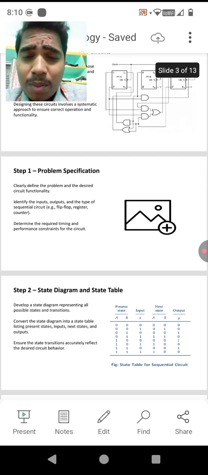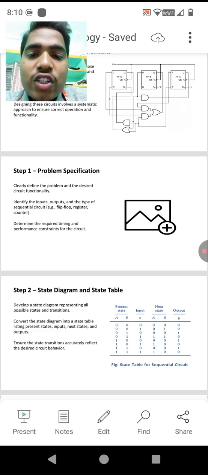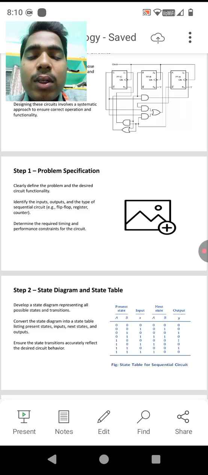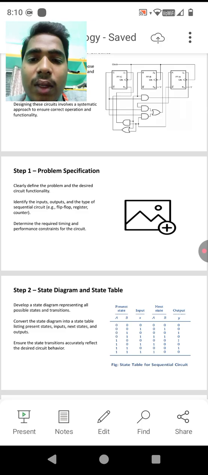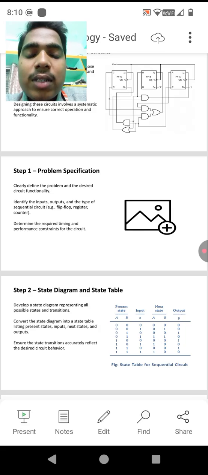Step 1, Problem specification. Clearly define the problem and desired circuit functionality. Identify the inputs, outputs, and the type of sequential circuit. Example: flip-flop, register, counter. Determine the required timing and performance constraints for the circuit.